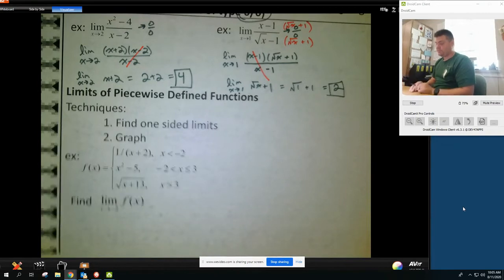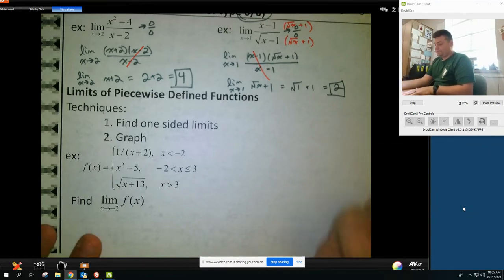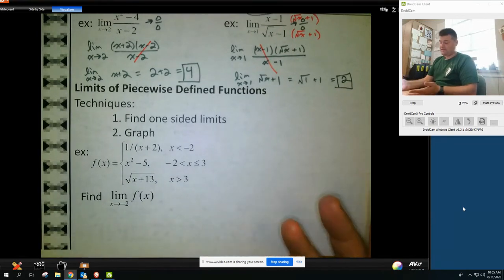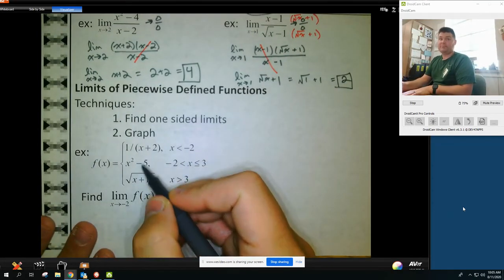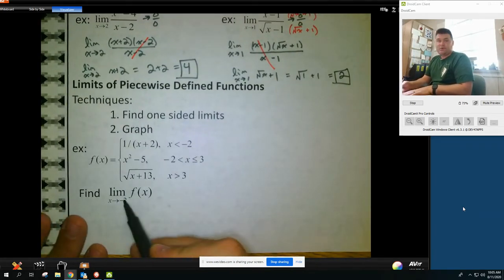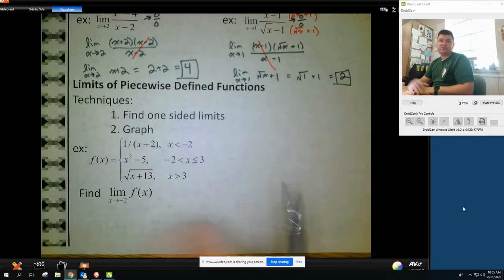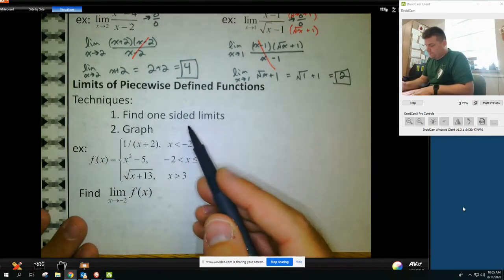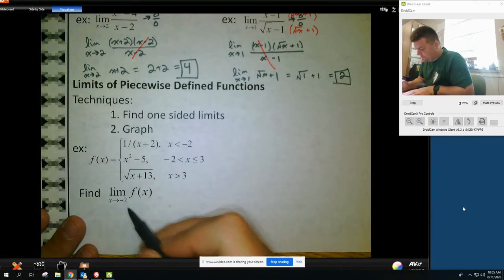Now, there's also piecewise functions and how to do limits with those. What you can do for piecewise is just look at this example right here. By the way, what piecewise means is when a function has multiple pieces. So we find the limit of this. In order to find the limit at -2, I have to do the right and the left just to see if they match. Okay? So let's go ahead and do this one. So let's find the limit as x approaches -2.